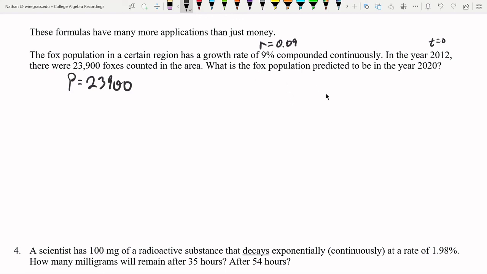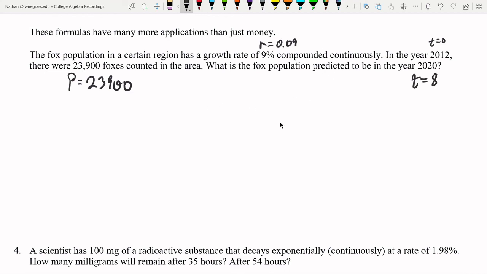Now, what's the fox population predicted to be in the year 2020? So this is, of course, if the situation happens exactly the same as it is currently. If everything is the same, what would it be in 2020? Well, we're not calculating 2020 being the new year. It's really 8 years after the initial year. So we're wondering what happens when t equals 8.